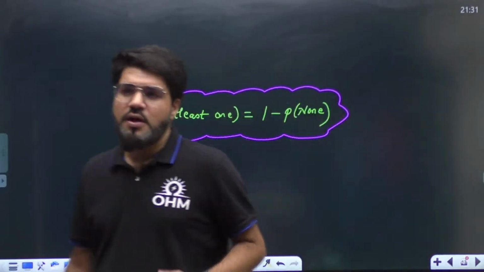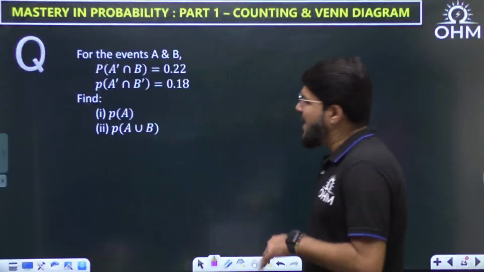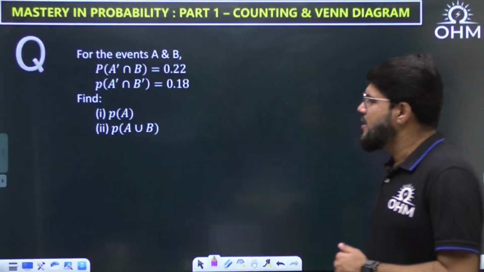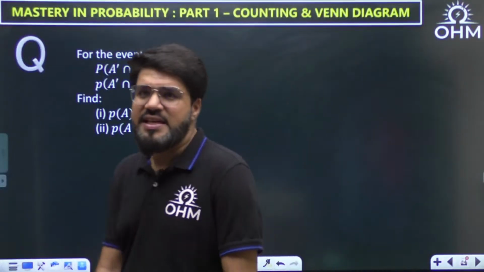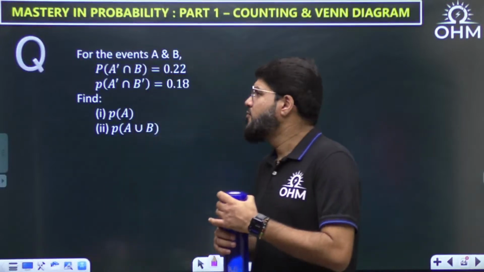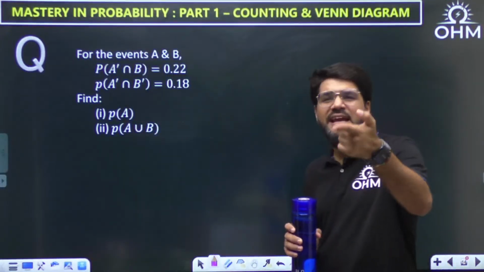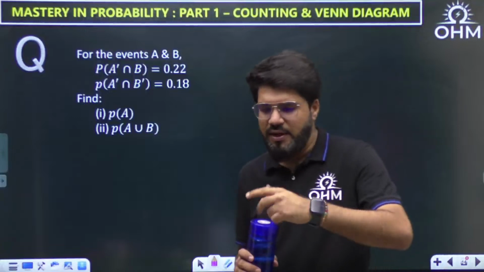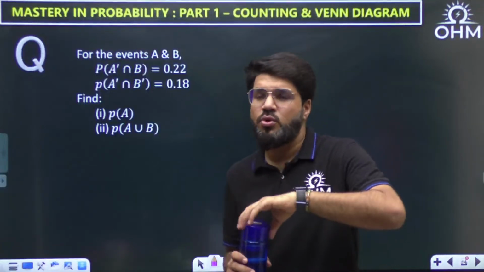Okay, now based on the calculations we have learned, let's take up a question. There are two events A and B, for which the probability of A dash is again A complement. There are different ways to represent A complement. We also write it as A dash, also known as A prime.